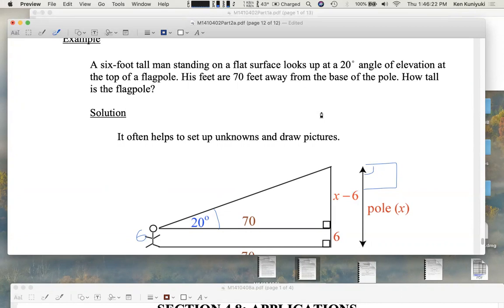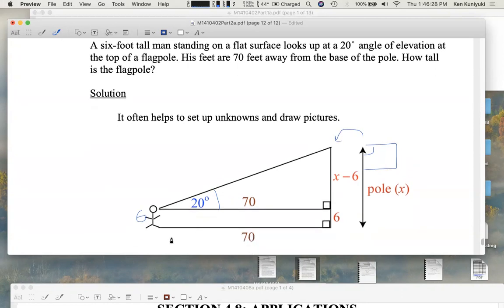Okay. Well, our flagpole is over here. His feet are 70 feet away from the base of the pole. By the way, if you want to put a unit, that tick mark can stand for feet. His feet are 70 feet away from the base of the pole, and we have a right angle here because, again, it's a flat surface, not a hill. How tall is the flagpole?